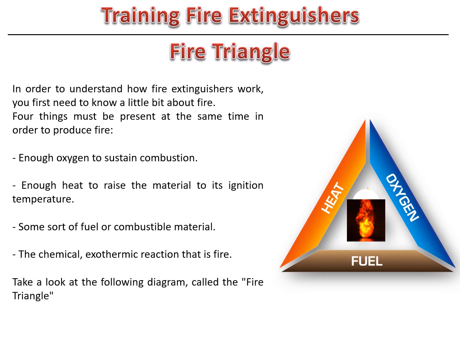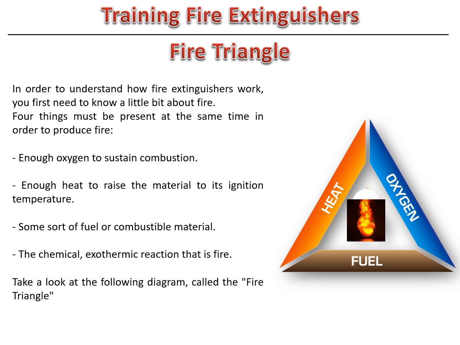Fire triangle. In order to understand how fire extinguishers work, you first need to know a little bit about fire. Four things must be present at the same time in order to produce fire. Enough oxygen to sustain combustion. Enough heat to raise the material to its ignition temperature. Some sort of fuel or combustible material. The chemical, exothermic reaction that is fire.